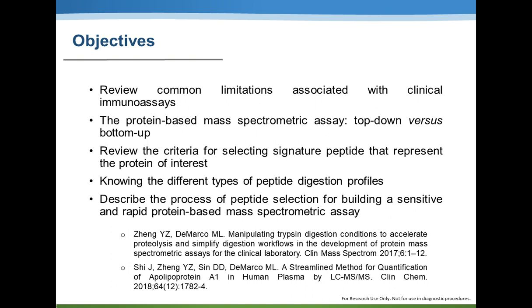So I will first review some of the common limitations associated with immunoassays, and then the reason why we're moving to mass spectrometry, and then I will talk about the differences between the top-down versus the bottom-up assays. I will also review the criteria for selecting signature peptide and explain the different types of digestion profiles. And then finally, the overall process of peptide selection for building a sensitive and rapid protein-based assay.